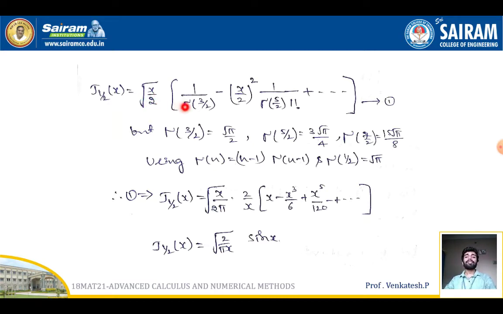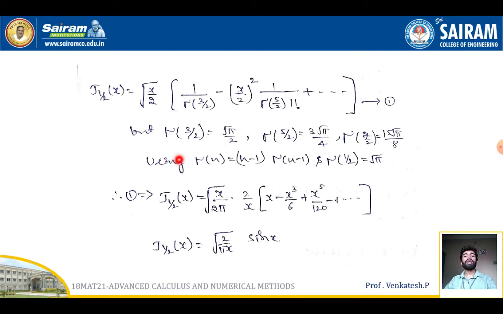If I replace r is equal to 0, I'll get 1 by gamma of 3/2. If I replace r is equal to 1, I'll get (x/2) whole square into 1 by gamma of 5/2 into 1 factorial, and so on. And we know that the value of gamma of 3/2 will be root pi by 2, gamma of 5/2 will be 3 root pi by 2, and gamma of 7/2 will be 15 root pi by 8. These values are obtained from the gamma function concept, which we already learned in the previous semester also.